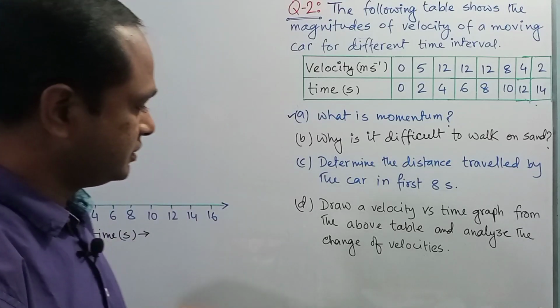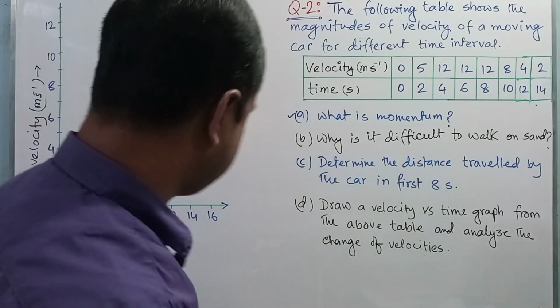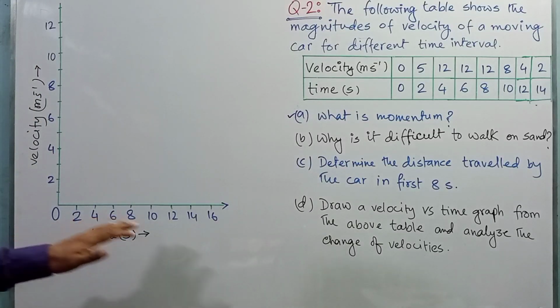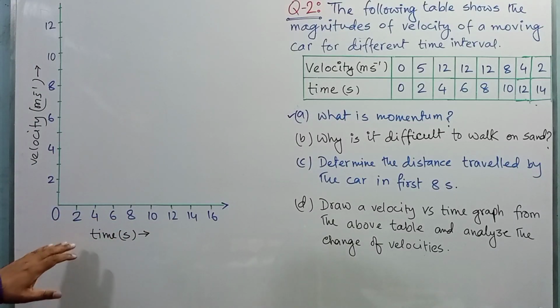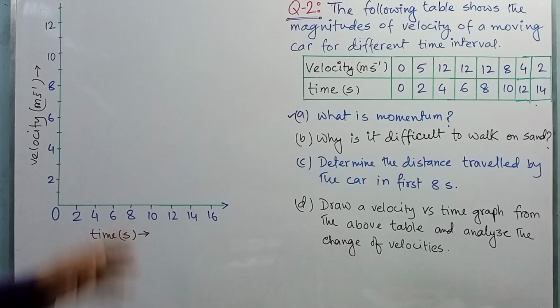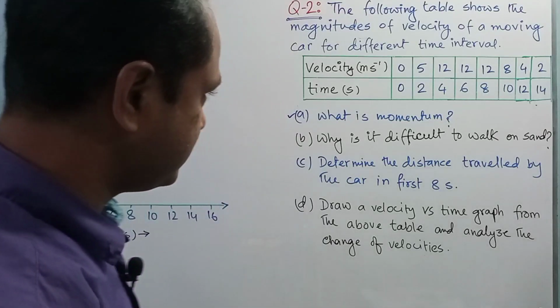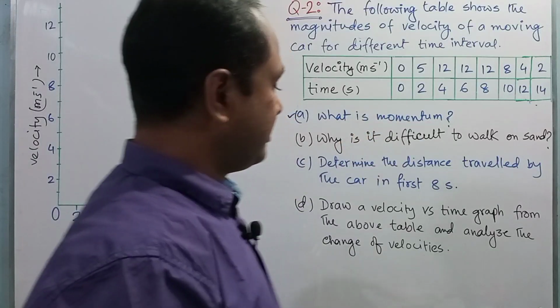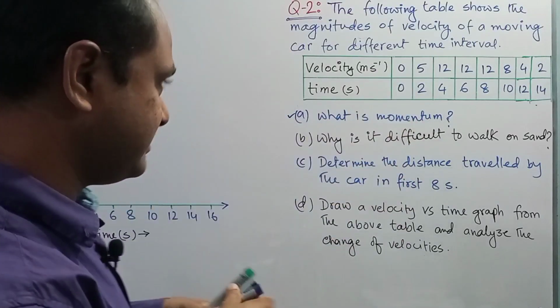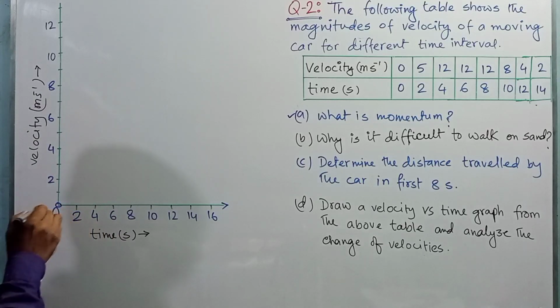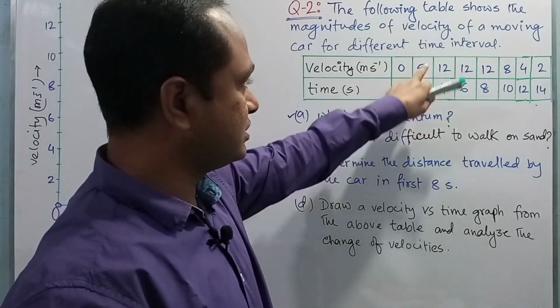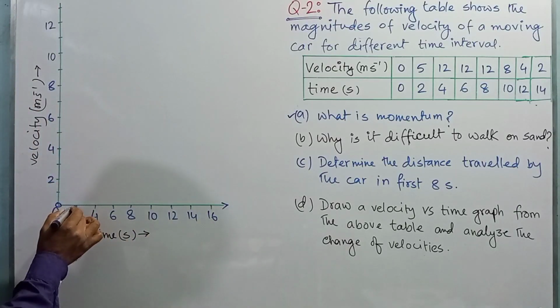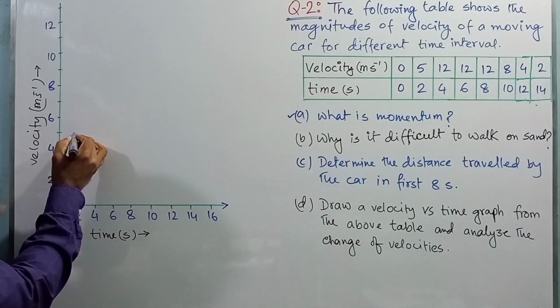Okay, dear student, to draw the velocity versus time graph, first we have to draw these two axes. One is horizontal axis which represents the time and another is vertical axis which represents the velocity in different time interval, right? First we have to plot the values of time and values of velocities. From the graph we see that when the time was 0 the velocity was 0, so it indicates the origin. Next, when the time was 2 the velocity was 5.